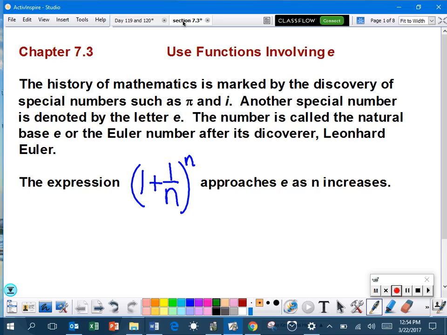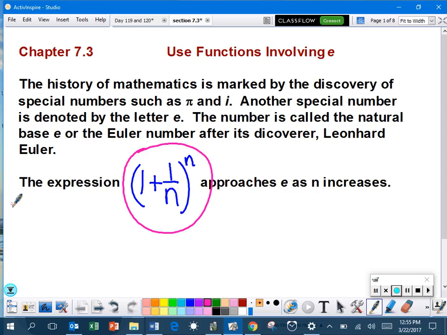So what I'm going to do is demonstrate with the calculator, and if you want to do this as I do it on the calculator, that's fine. Otherwise, just watch. Before I do anything on the calculator, however, I do want you to note that this (1 + 1/n)^n looks very close to something we learned earlier in this chapter.